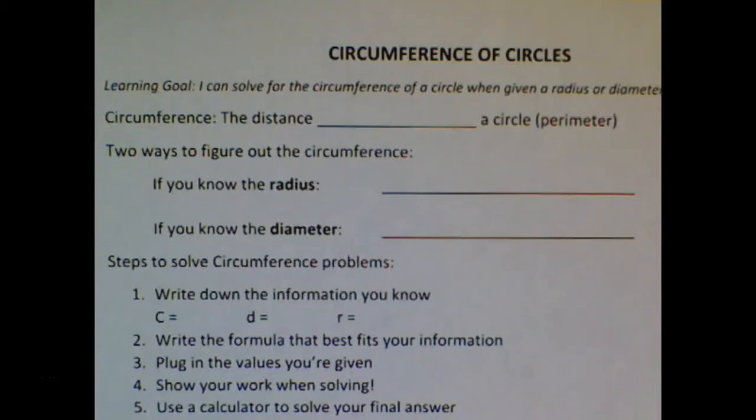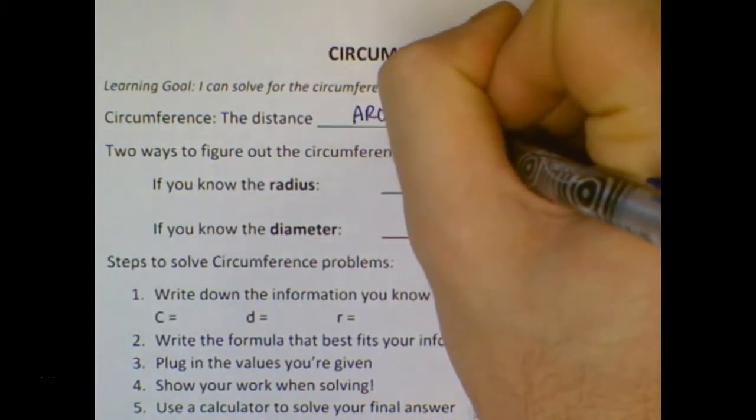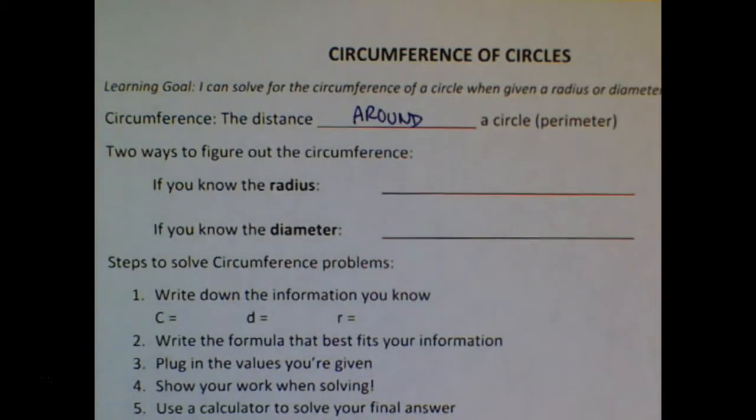Hey everyone, we are going to take a look at circumference of circles. Circumference is a fancy circle way of saying perimeter. So just like perimeter, it's the distance around the circle. Because circles don't have sides, it's just kind of a big loop. We call it circumference just to be special with a circle.